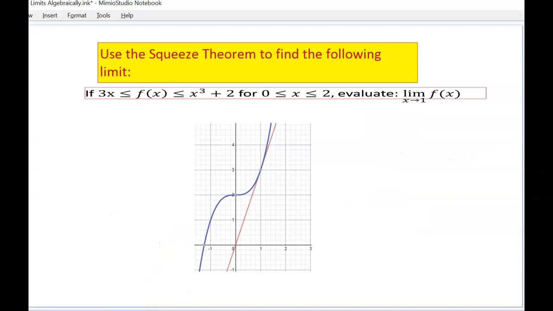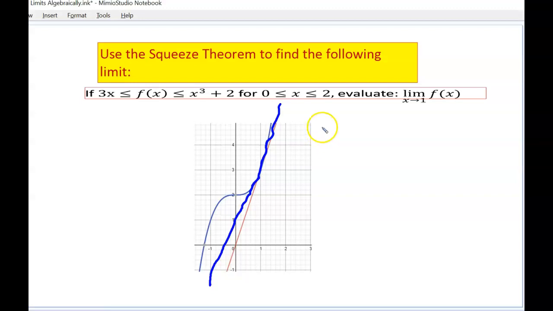So let's take a look at an example here. In this example, it says use the squeeze theorem to find the following limit. So if 3x is less than or equal to my function, which is less than or equal to x cubed plus 2 for x between 0 and 2, evaluate the limit as x approaches 1. So our function f of x goes somewhere in between these two. Okay, so here's how we would set up this limit.